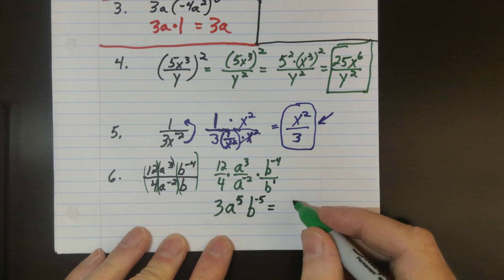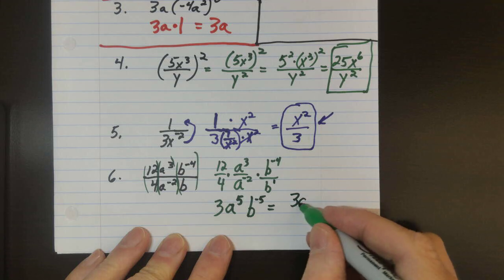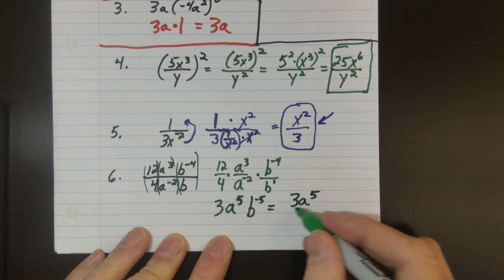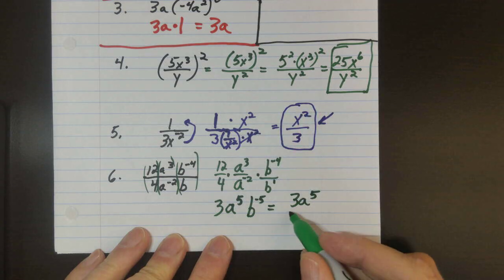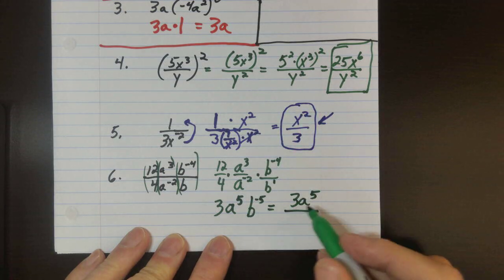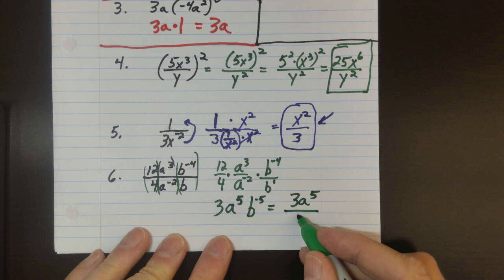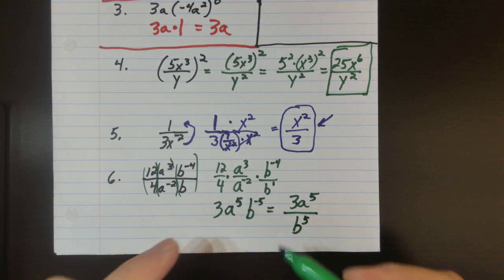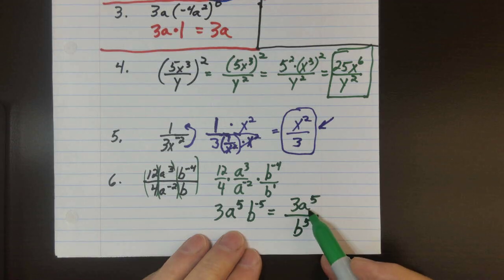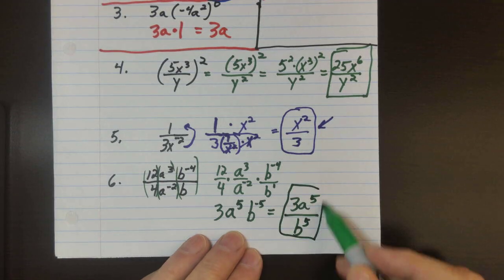And I'm going to take one more step here. I'm going to take 3a to the 5th, and you know how when I had x to the negative second on the bottom, I moved up to x to the second? I'm going to move the b to the negative 5th down to the numerator and make it b to the 5th power, because b to the negative 5th is 1 over b to the 5th. And I'll go with that.